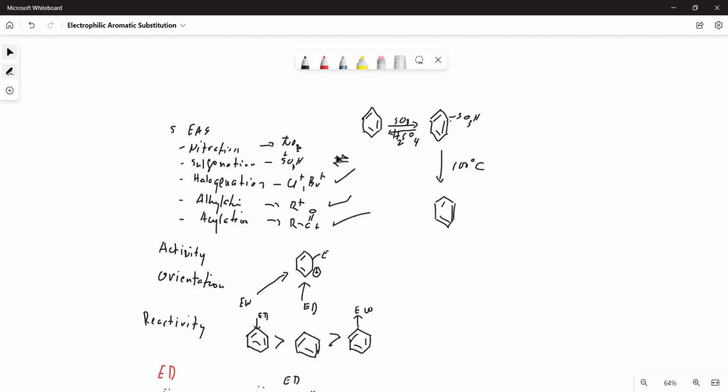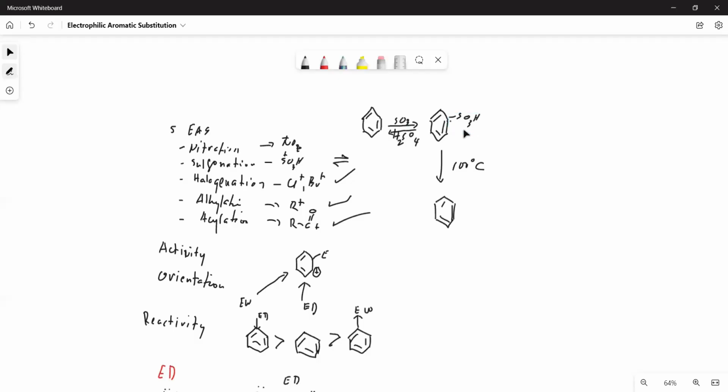Now in sulfonation process, since the reaction is reversible, after the product is formed, in sulfonation, you react this with fuming sulfuric acid, which is a mixture of sulfur trioxide and sulfuric acid. Now, if you use this mixture, you have benzene sulfonic acid.